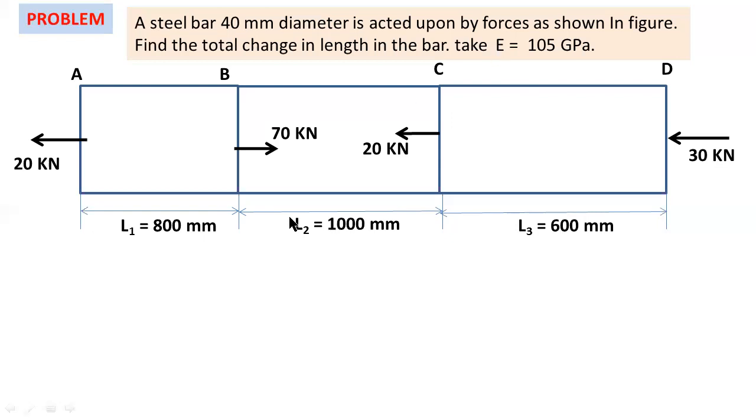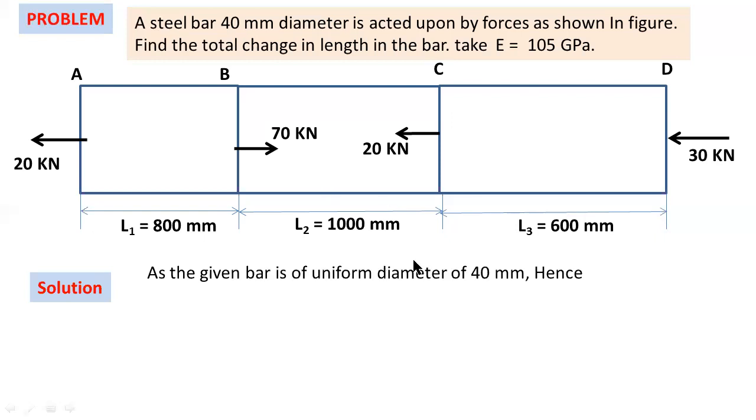Here the given bar is of uniform diameter, so 40 mm is the diameter. So the areas are the same: area of bar AB equals area of bar BC equals area of bar CD. So A1 equals A2 equals A3 equals pi by 4 d square, where d is the diameter of the bar, that is 40 mm. So the answer is 1256.64 mm square. This is the area of the bar.